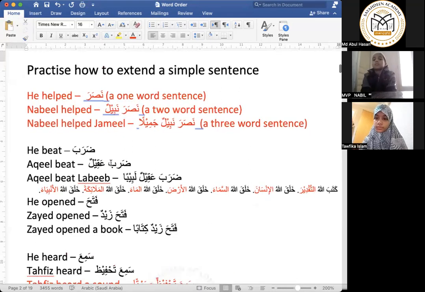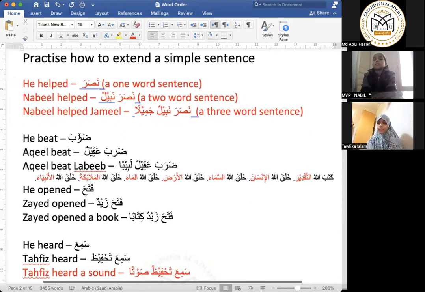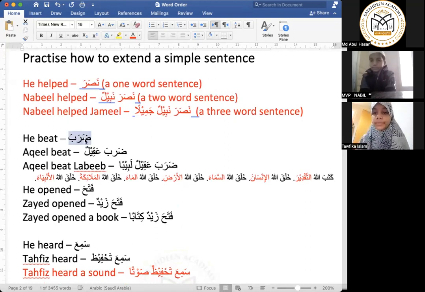Now let's look at an example. Taufika, read this Arabic sentence. ضرب, he beat. Daraba. ضرب is a simple sentence. It's just one word, right? Yes. Okay. Now, if we want to make it longer, we can add a name. For example, Aqil. Go ahead, read this now. ضرب عقيل, Aqil beat. Now we've got two words, and it's a sentence. Daraba Aqilun. And we added Aqil to Daraba as a fa'il.